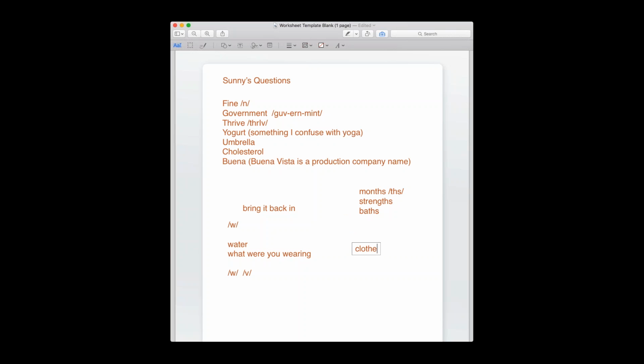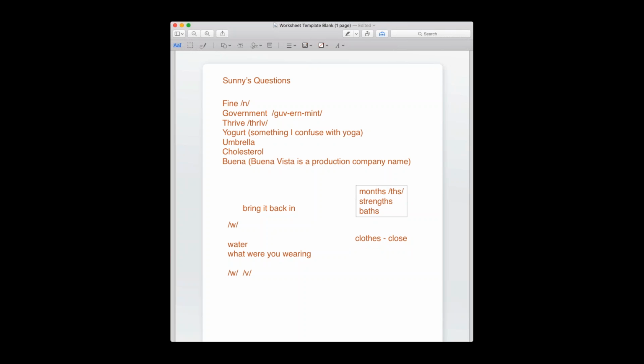So same with like clothes. Clothes. My clothes are fitting well. My clothes. Yeah. So most people, most native speakers are going to pronounce it very similar to clothes. My clothes. Okay, because that THS sound is even difficult for native speakers. So strengths. Strengths.